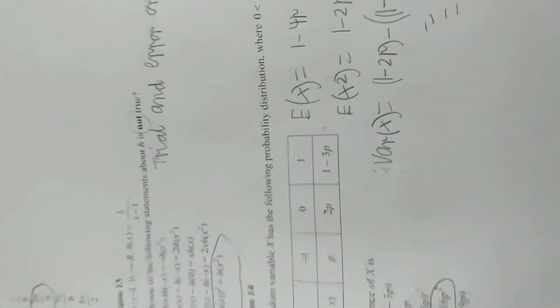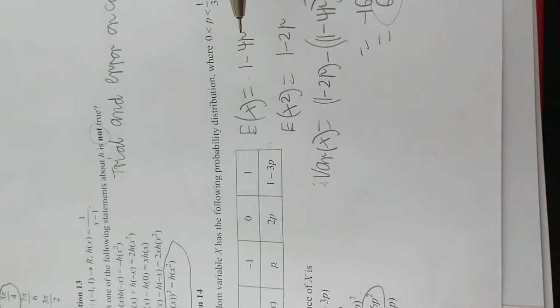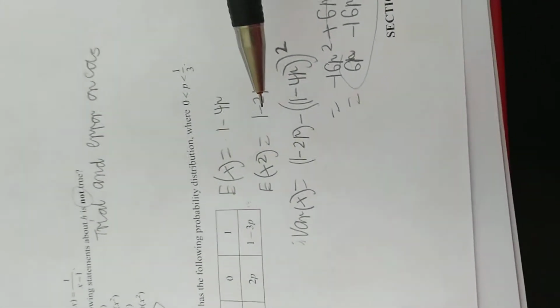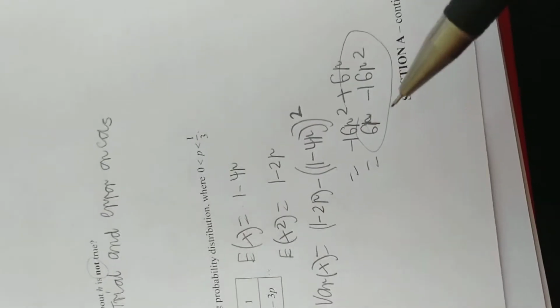Question 14. The random variable X has the following probability distribution, where p is from 0 to 1 on 3. The variance of X is... So find the expected value, 1 minus 4p. The expected value squared, that squared times that plus that squared times that, 1 minus 2p. So the variance is the expected value of X squared minus the expected value of X, the whole squared, so that minus that the whole squared, which simplifies to 6p minus 16p squared, which is option D.